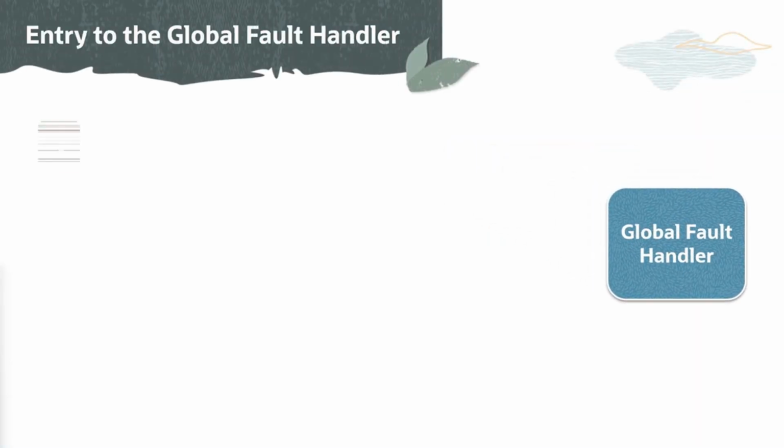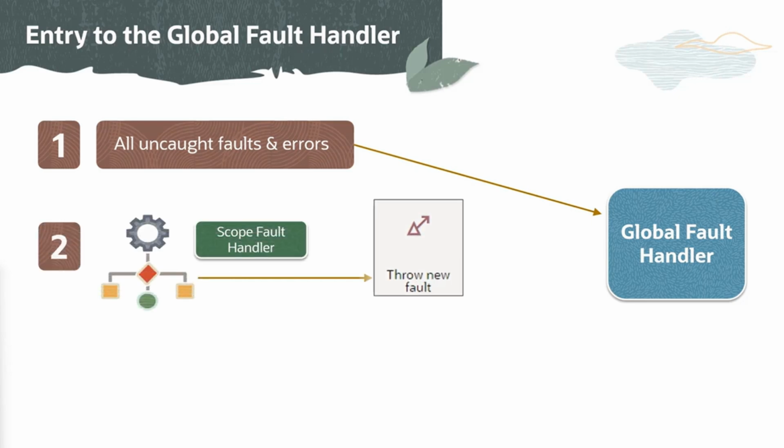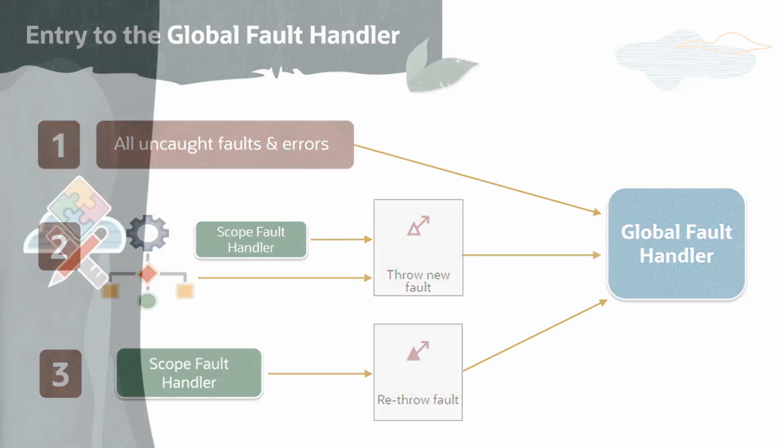Well, in addition to uncaught errors and faults, there are two additional ways the global fault handler will receive a fault. One mechanism is to use the throw new fault action from either a scope fault handler or from the main flow itself, or only from within a scope fault handler. Once you've caught a fault, you can use the rethrow fault action to send it on to the next higher scope handler, which is usually the global fault handler.